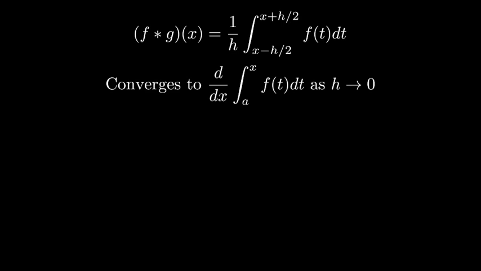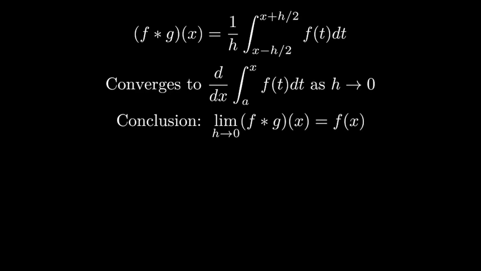And from the fundamental theorem of calculus, which says that differentiation and integration are inverse operations, this shows that the limit as h goes to 0 of f convolved with g is equal to f. So now we've seen two examples of functions g, where when we let the parameter h go to 0, f convolved with g approximates f.